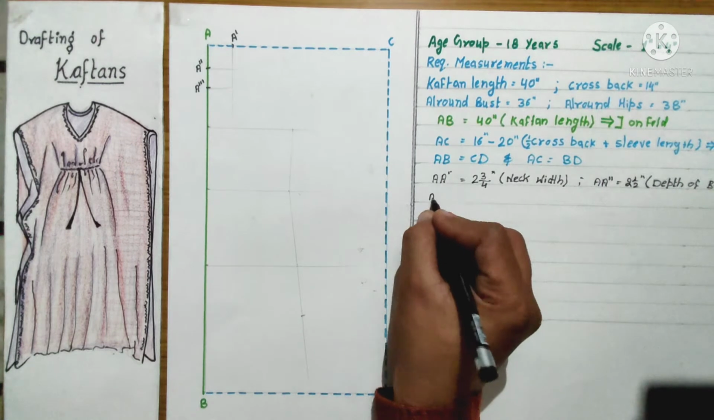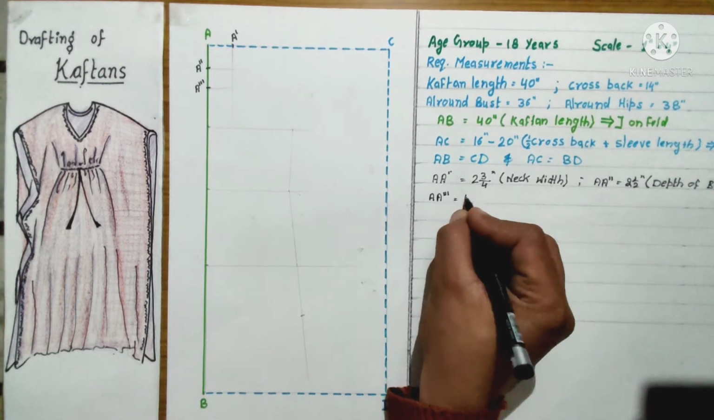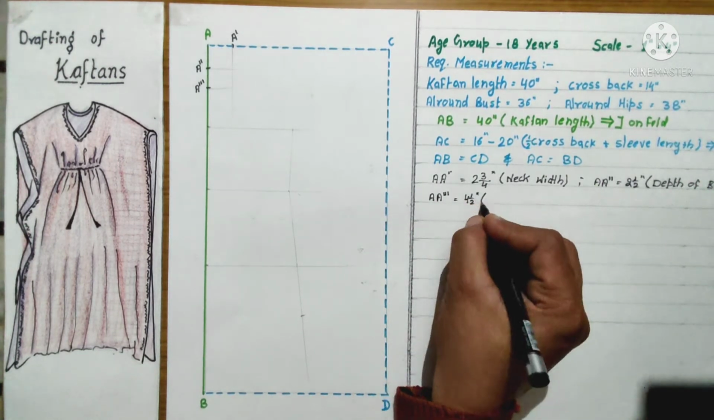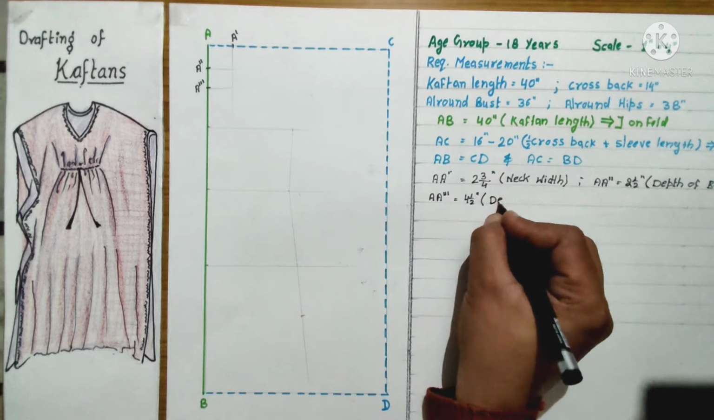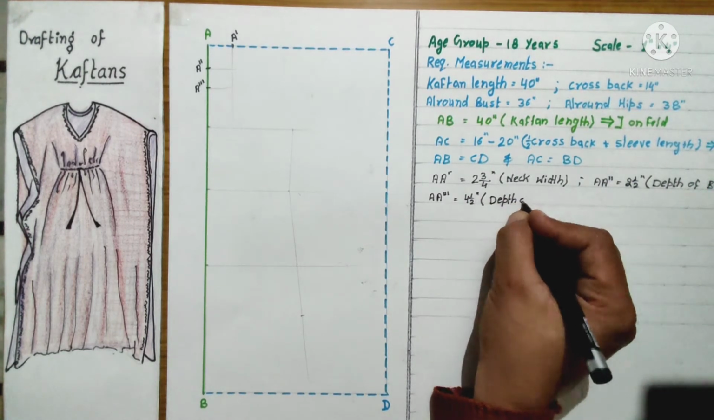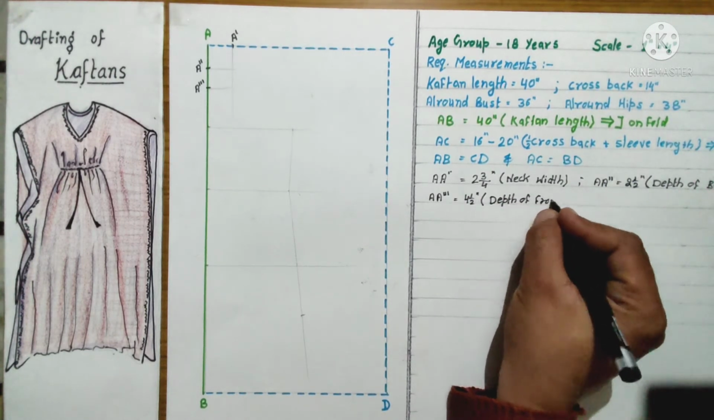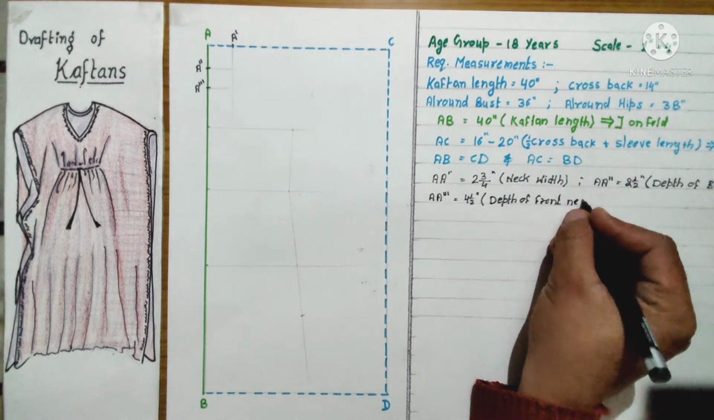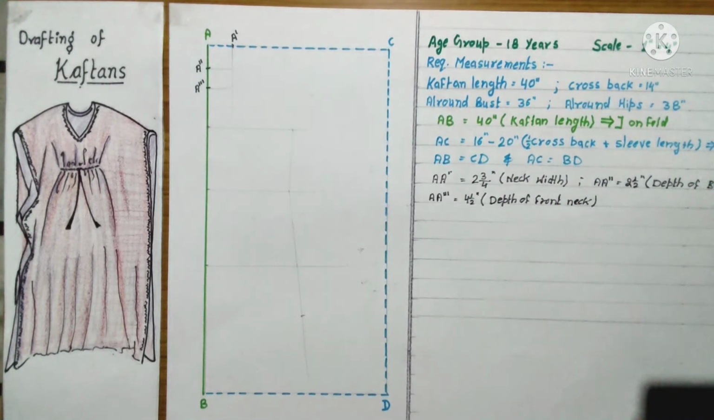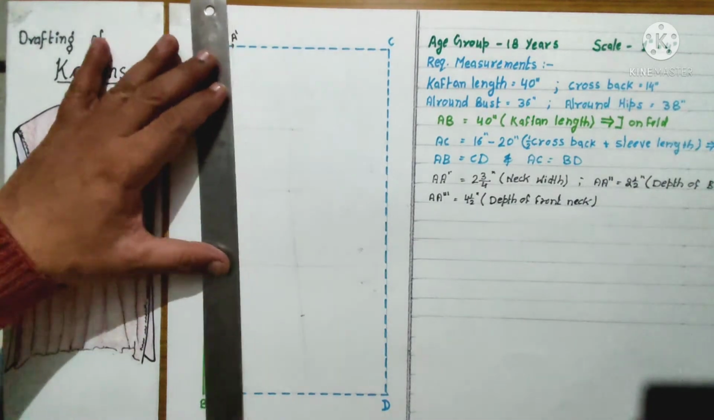So A to A triple dash is equal to the depth of the front neck, which I am taking here 4.5 inches. It all again depends upon you, and in the case of kaftan generally we do take the depth of front neck even lesser than of the general garments.